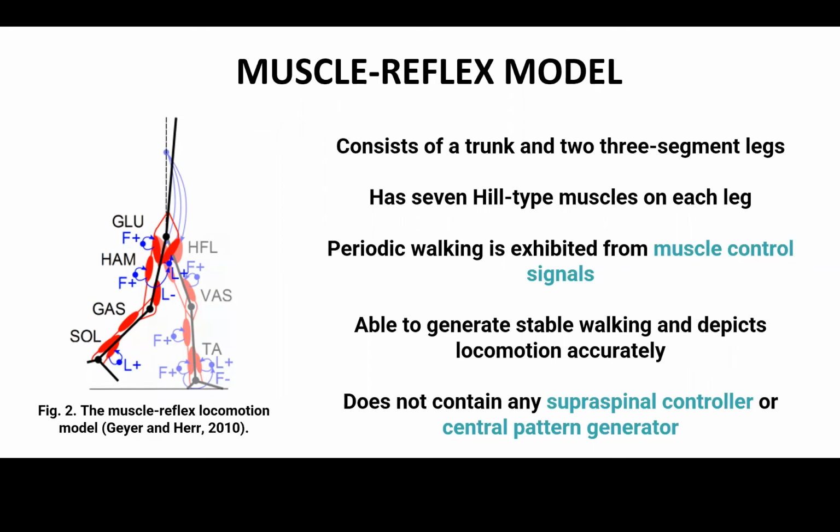For this study, we used an existing muscle-reflex model of Geyer. As you can see from this figure, the model consists of 7 segments: a trunk segment, and thigh, shank, and foot segments for each leg. The model also has 7 Hill-type muscles for each leg, and periodic human-like walking is generated from muscle control signals. Overall, this model can generate stable walking with reasonable accuracy. What is important to note is that this model doesn't contain any type of supraspinal controller or central pattern generator.